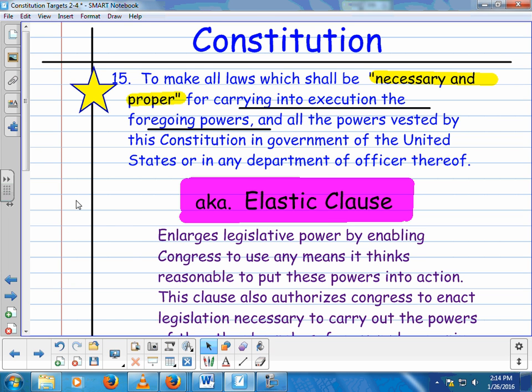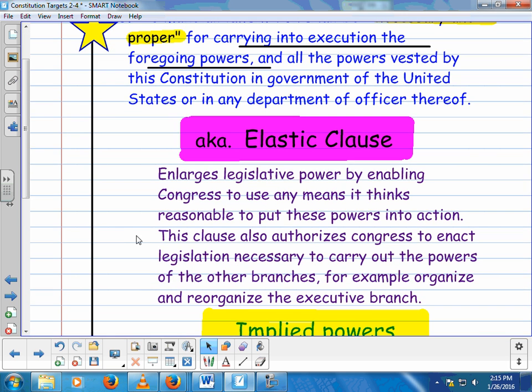And so the Founding Fathers placed this last piece into the Constitution under the powers of Congress that says Congress can then continue to do business by anything necessary and proper. So this is also known as the Elastic Clause. Basically, it's expanding the powers of Congress, or the powers to make laws. It enlarges the legislative power by enabling Congress to use any means it thinks reasonable to put these powers into action. This clause also authorizes Congress to enact legislation necessary to carry out the powers of other branches. For example, to organize or even reorganize the executive branch is possible through this.